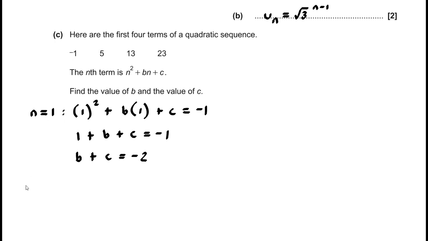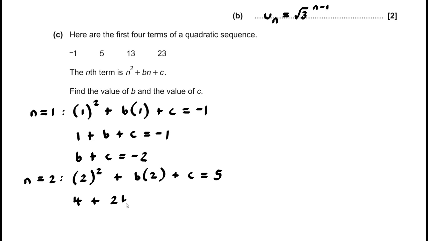Let's take a look at the second term. That's when n equals 2. We have 2 squared plus b multiplied by 2 plus c equals 5. 4 plus 2b plus c equals 5. That means 2b plus c equals 1.